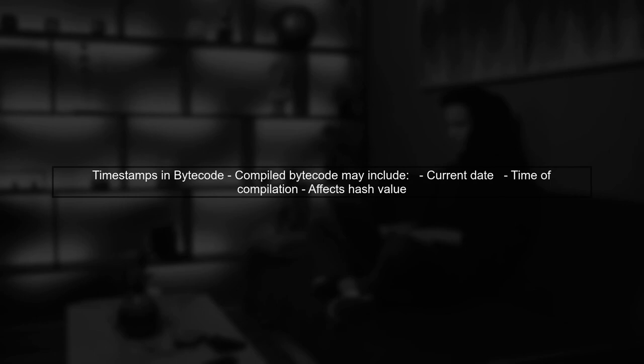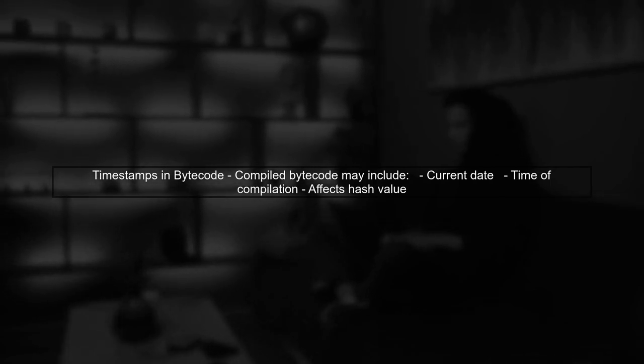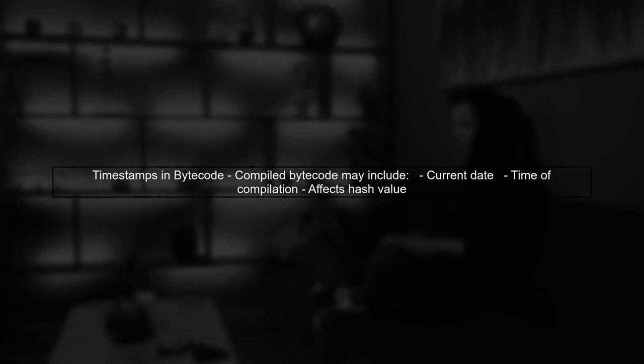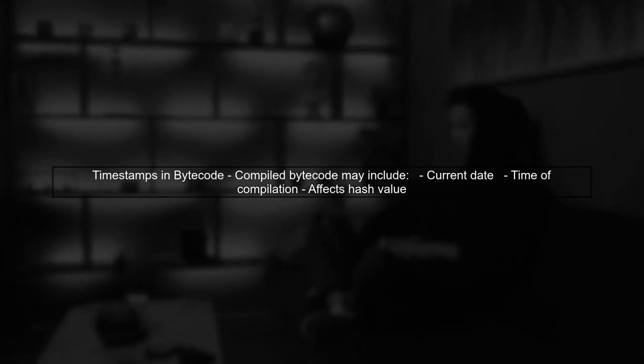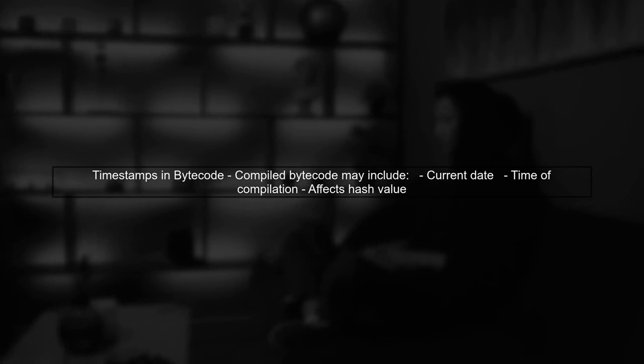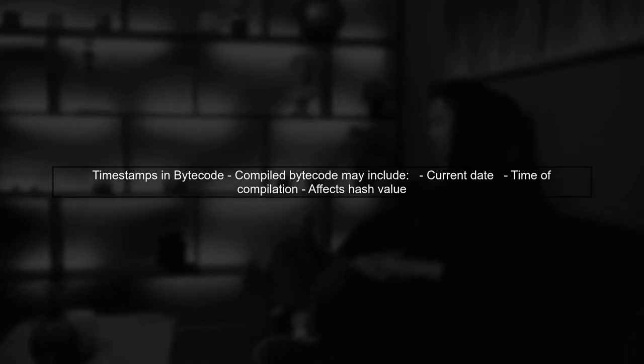One significant factor is the inclusion of timestamps in the compiled bytecode. Each time you build your project, the compiler may embed the current date and time into the class files, leading to different hashes.